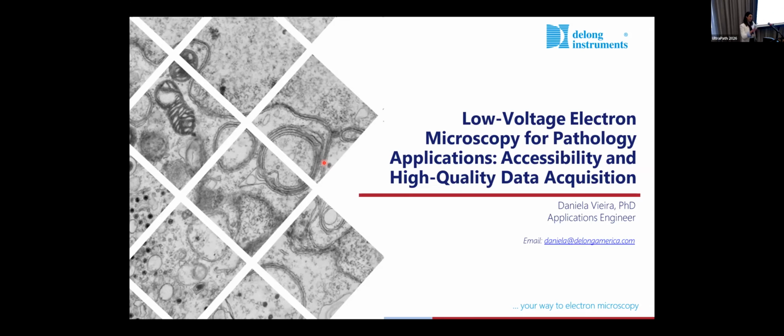So first of all, I'm an engineer, so it's very far from my background. I may say some words that are not the right ones, but the main goal is to show you how low voltage can be another tool for pathology applications, okay?